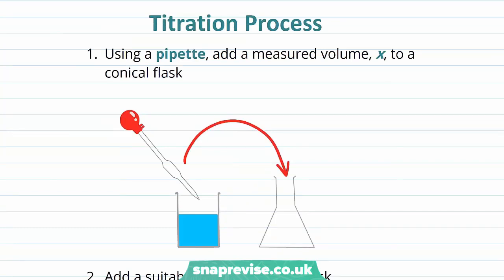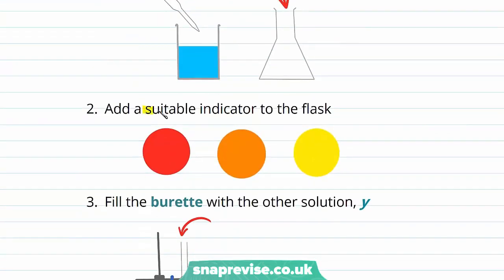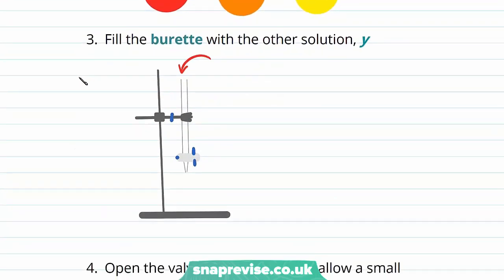The first step is to use a pipette to add a measured volume of your first substance X to a conical flask. We then add a suitable indicator to the flask. This indicator depends on the chemicals you're using. We then fill the burette with the other solution, Y.